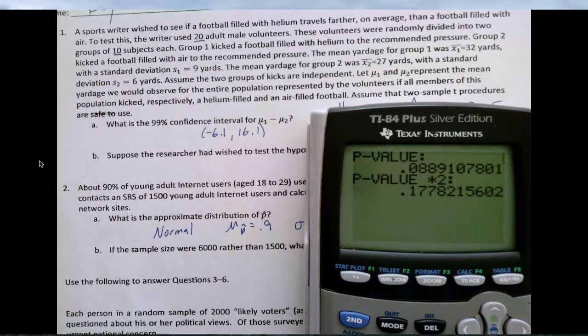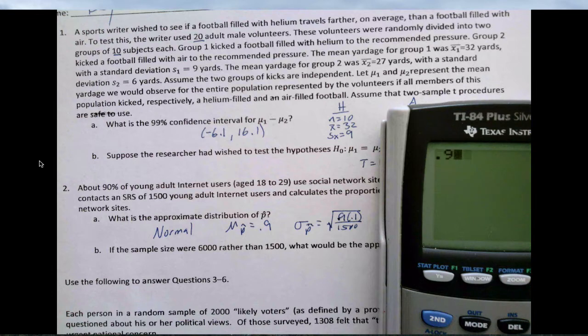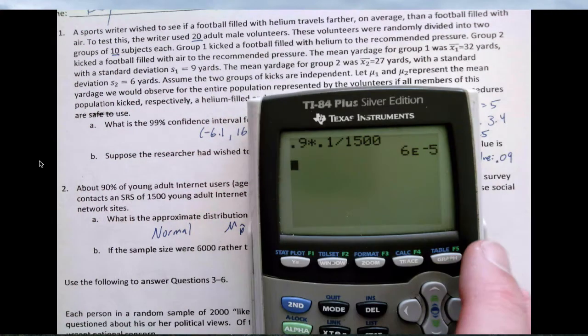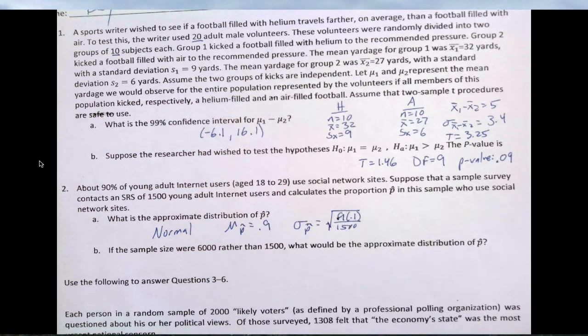Okay, so let's just find that really quick. If I did 0.9 times 0.10 divided by 1500, I end up at a really small number, square root that number, and I end up at 0.0077.